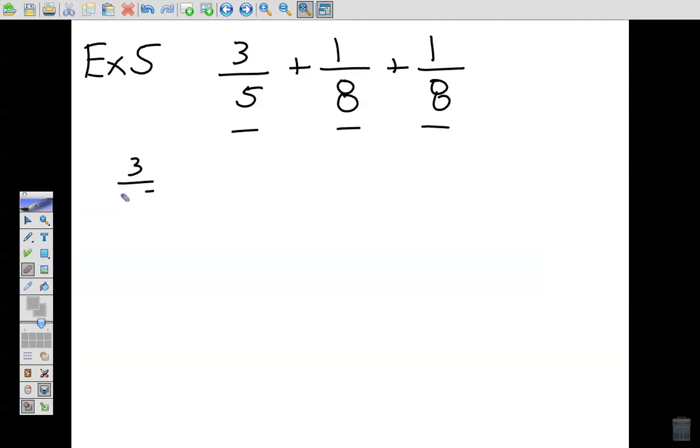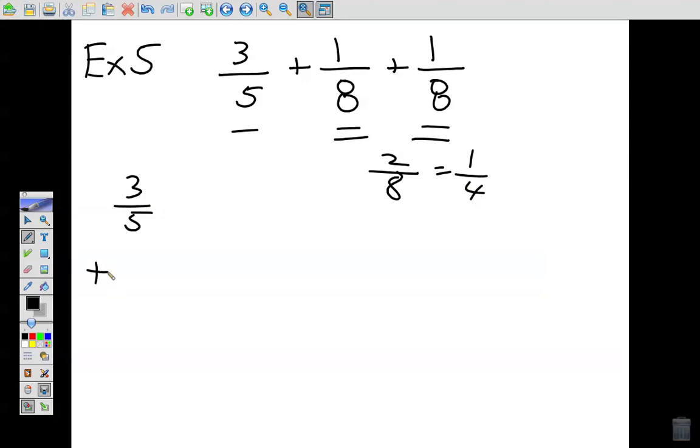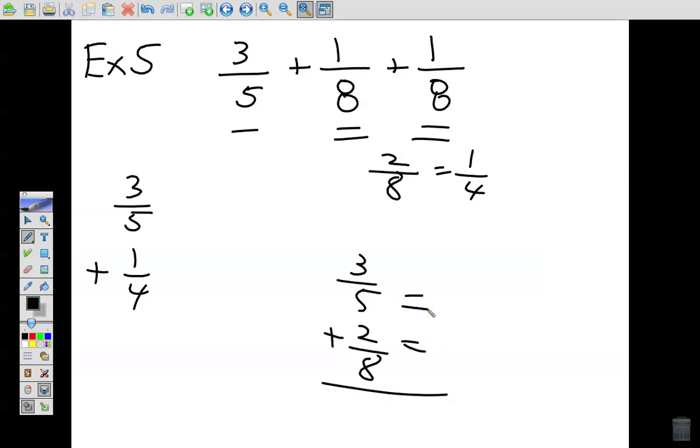In fact, there's a number of ways I can do these. And here's one way. I'm going to do it the easy way. I notice that I have a common denominator here. So what's 1/8 and 1/8? Well, that's 2/8. And you could think of that as 1/4 if you wanted to. So you could take 3/5 plus 1/4 and do your deal there. Or you could take 3/5 plus the 2/8, before you reduced it, and go through your deal there.